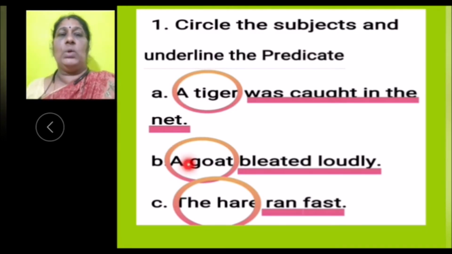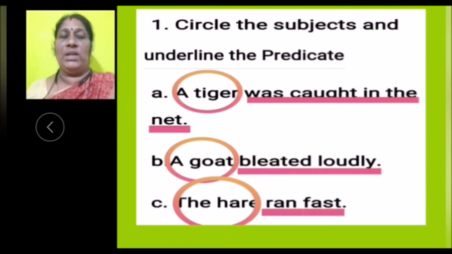B. A goat bleated loudly. Who bleated loudly? A goat bleated loudly. So, goat is the subject and bleated loudly is the predicate. C. The hare ran fast. Who ran fast? The hare ran fast. So, hare is the subject and ran fast is the predicate.